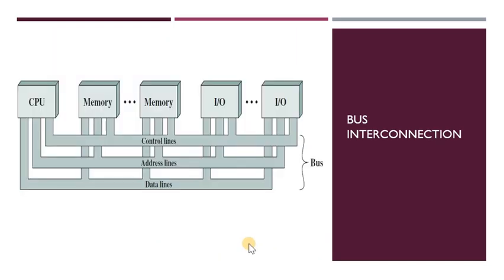This is the bus interconnection scheme. So we have different modules here, which are the CPU, memory, and input-output. And these modules are connected with the system bus. The system bus consists of the control lines, address lines, and data lines.